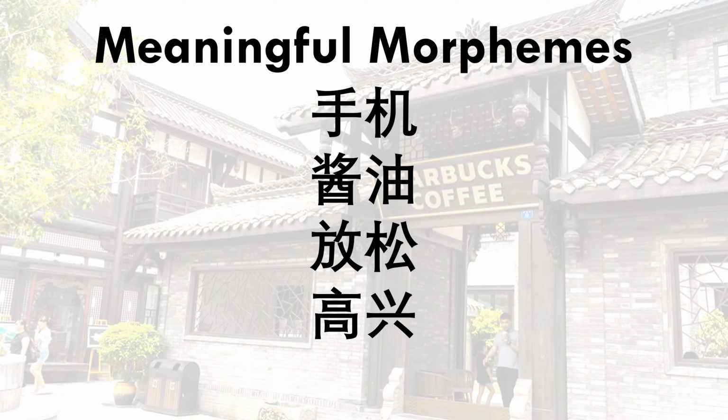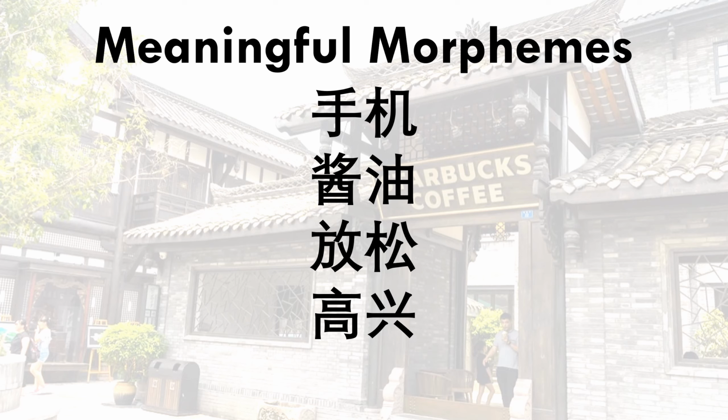Now, it doesn't have to apply to just physical objects. A lot of them have both parts being meaningful, but adjectives and verbs can also have this sort of structure. So 放松, for instance, means to relax. The 放 means to put, to place, to let go, or to set, and 松 means loose. So 放松, you could think of it as meaning let loose. Both parts of it are meaningful.